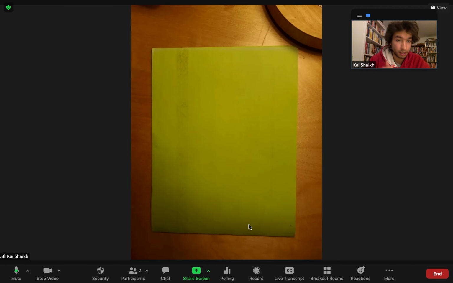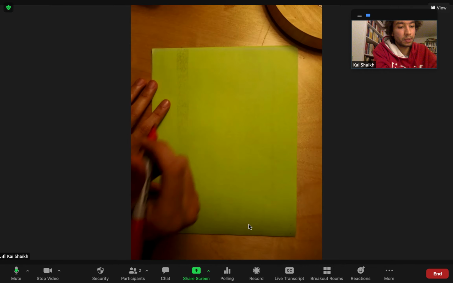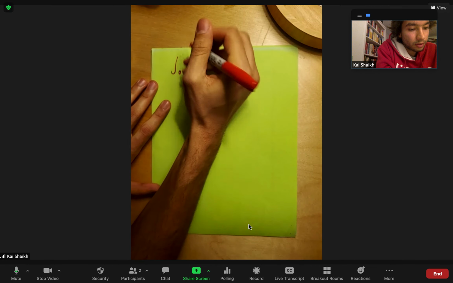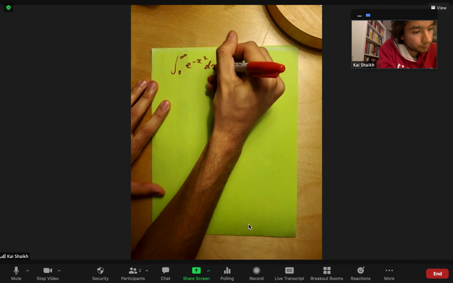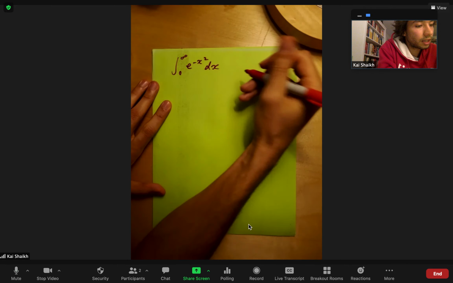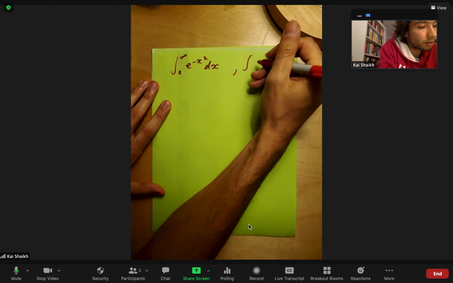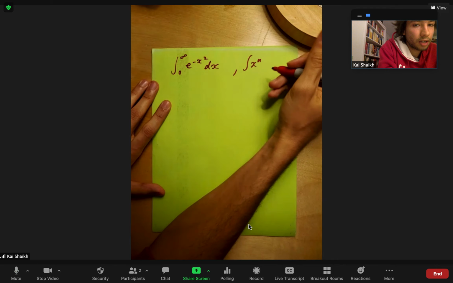I'm applying to the University of Washington, and today I'll be introducing a little trick called differentiating under the integral. This is a nice trick, and it'll allow us to calculate two famous integrals, namely the Gaussian integral, which is this, and the gamma integral for an integer.